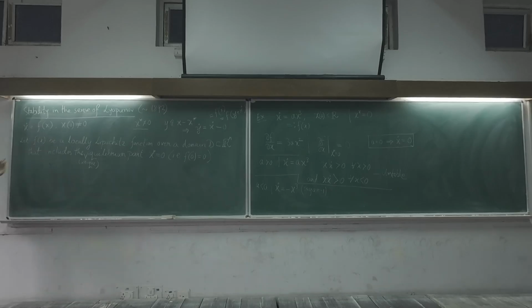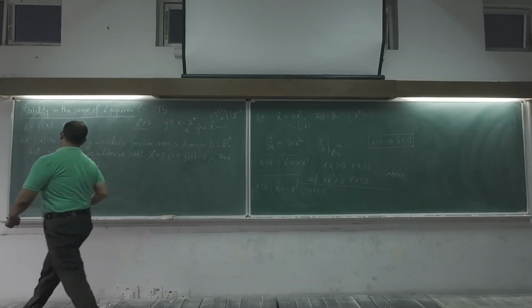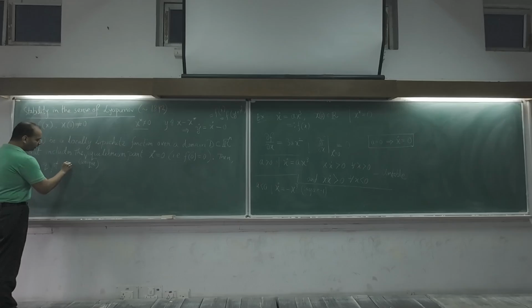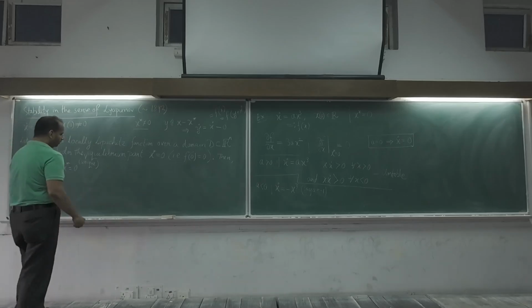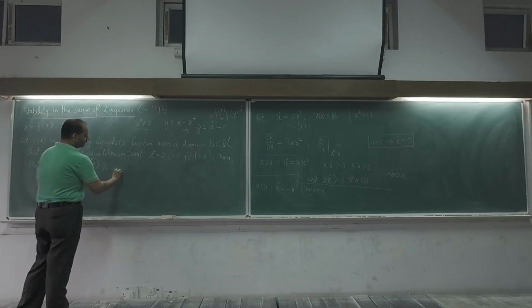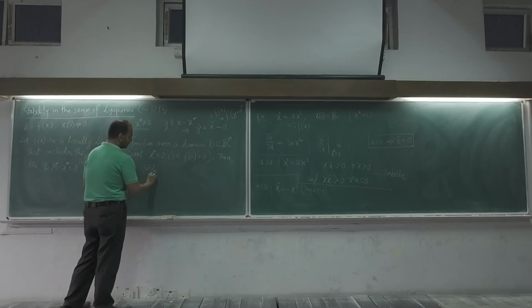Okay, then the supposition part is over. Now I have to write the definition of stability. The equilibrium point, in short I am writing, but you should write it in full. The equilibrium point x star equals 0 is said to be stable in the sense of Lyapunov.